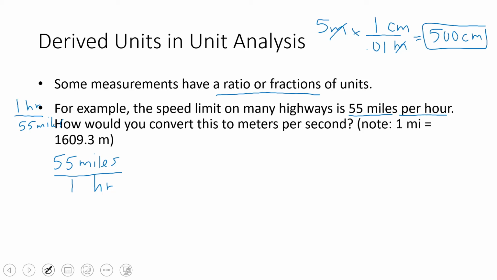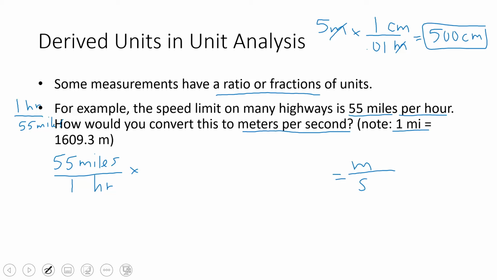So then what I need to do is, okay, what do I want? How would you convert this to meters per second? So my final answer, I need meters per second. That's what I need to get to. So I need to go from miles to meters and hours to seconds. So we are given, it says, note, 1 mile equals 1,609.3 meters.